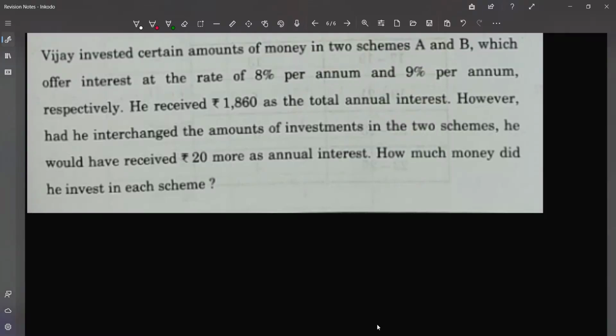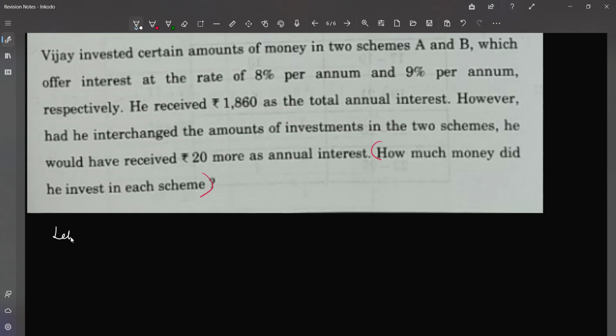So this question was asked in a 5 mark section. Vijay invested certain amounts of money in two schemes A and B, which offer interest at the rate of 8% per annum and 9% per annum, respectively. We don't know the amount that he invested in A and B, so I'm going to assume that, because that is what the question is also asking for. How much money did he invest in each scheme?